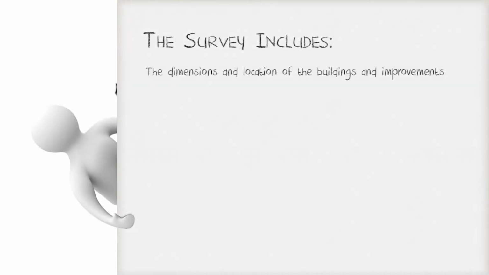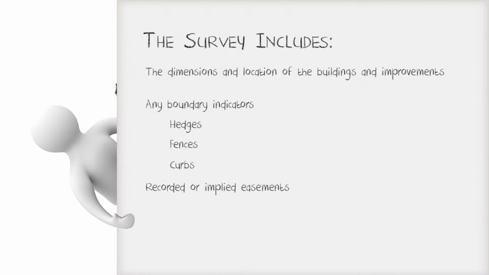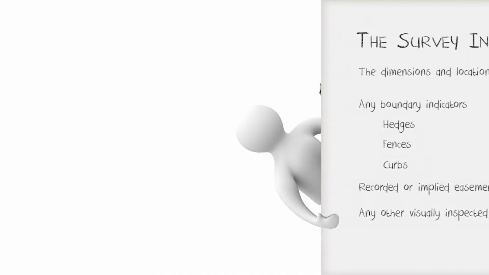A survey is essentially a scale drawing of the property and everything on it that might affect a person's ownership of the property. This includes the dimensions and location of the buildings and improvements, any boundary indicators, such as hedges, fences, or curbs, recorded or implied easements, and any other issues that would be evident upon a visual inspection of the property. There are several types of survey available, most of which cannot be used for title purposes.